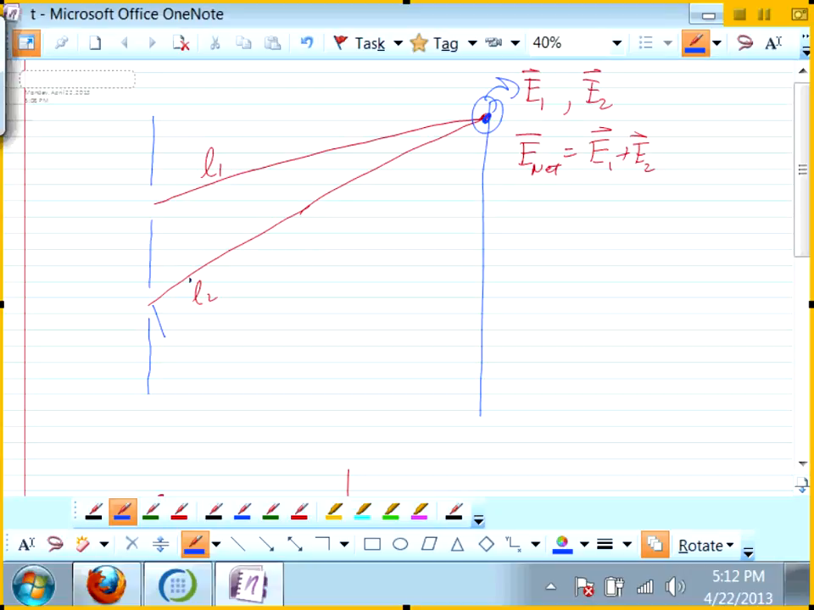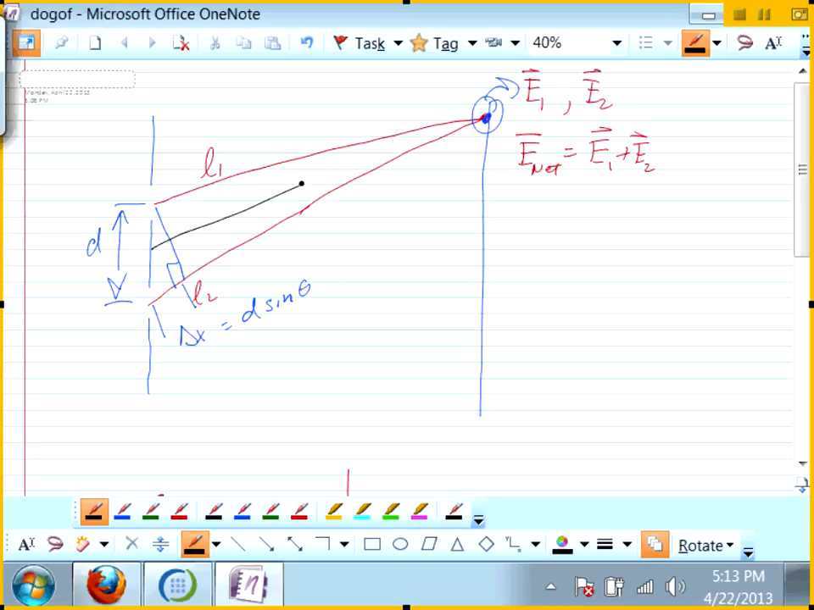And now I want to account for this little bit extra distance here, this delta x. And delta x is equal to d sine theta, where this distance is d, and this angle is theta.